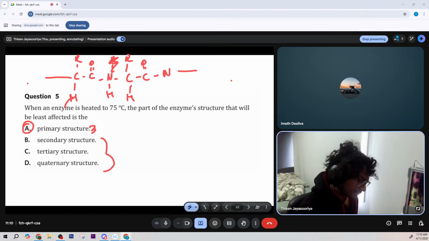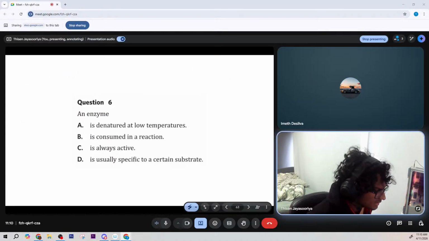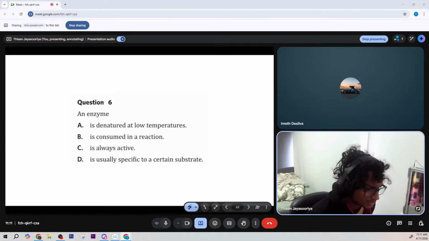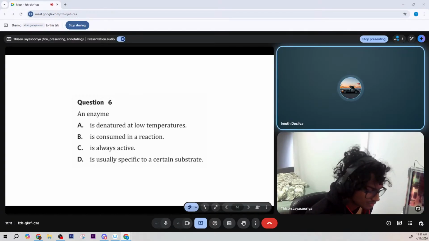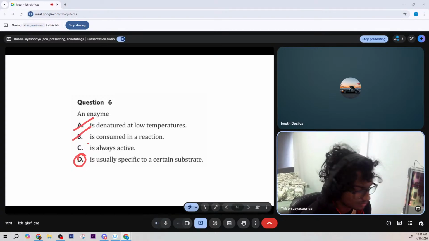An enzyme is denatured at low temperatures, is consumed in the reaction, is always active, or is always specific to a certain substrate. Which one of these is true? D. No, it deactivates under low temperatures. It's never consumed, since catalysts are never consumed, and it's not always active.